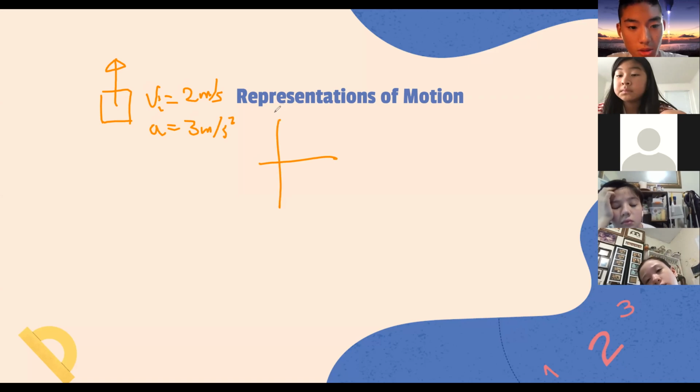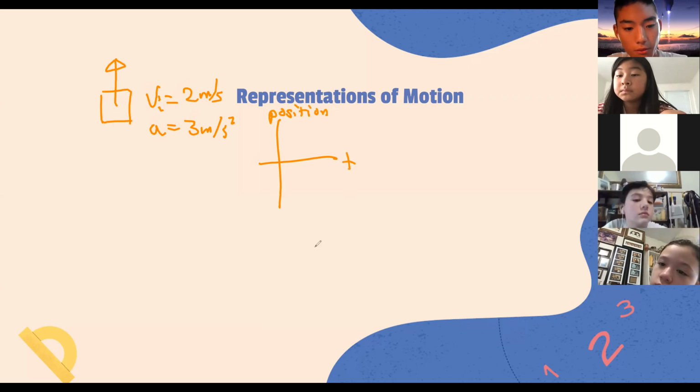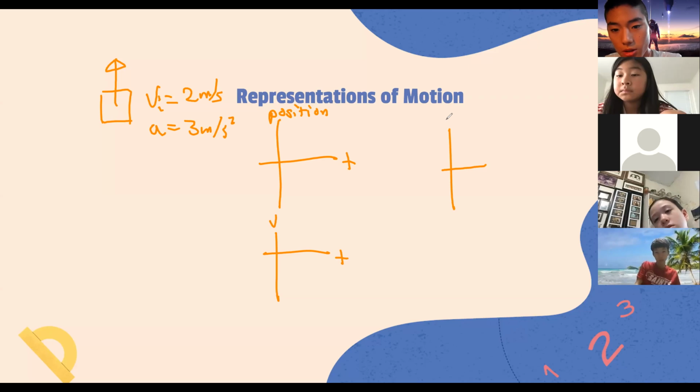And we have these graphs, right? This is position versus time. And then we have the velocity versus time. And then we also have the acceleration versus time. Okay. How do you think these graphs will look like?